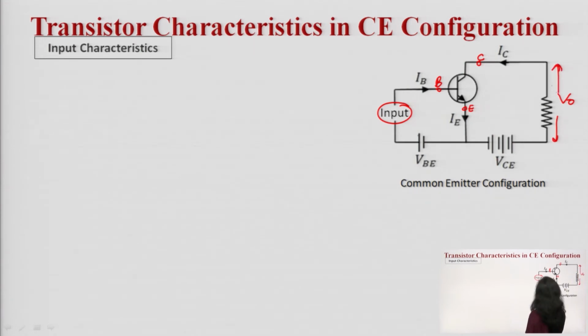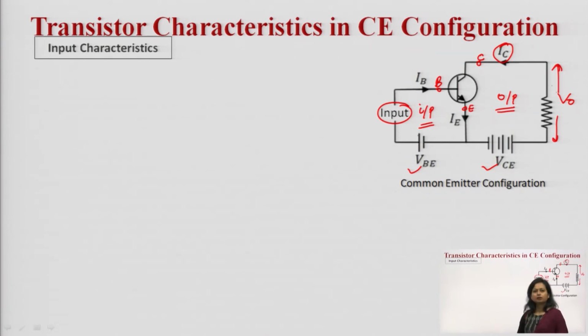Emitter is common. VBE and VCE are used to provide the biasing to the junctions. There are two junctions, one between base and emitter, and one between base and collector. Now you can see over here, this is the input section and this is the output section. So the input characteristic curve will be plotted between the input current and input voltage, and the output characteristic curve will be plotted between the output current and output voltage. I hope this point is clear.